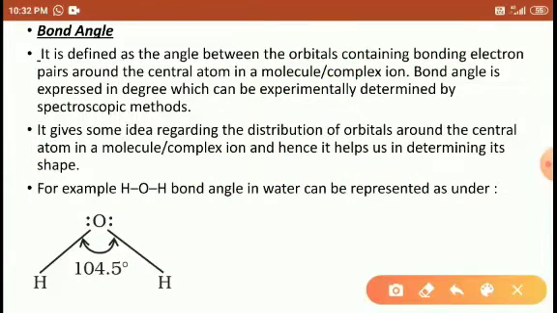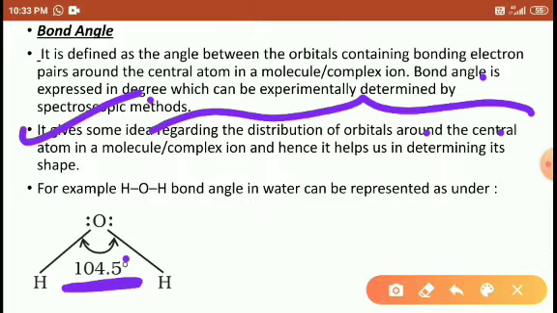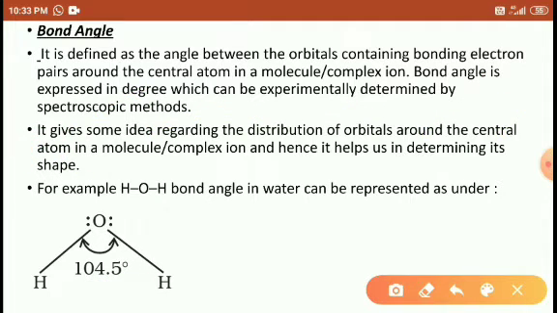Right, students? Bond angle is always expressed in degrees. Look here, 104.5 degrees. It gives us some idea about the distribution of orbitals around the central atom in a molecule or complex. Hence, it helps to determine the shape also. The bond angle indicates where the electrons are located around the central atom, and it always gives the shape of the orbitals.